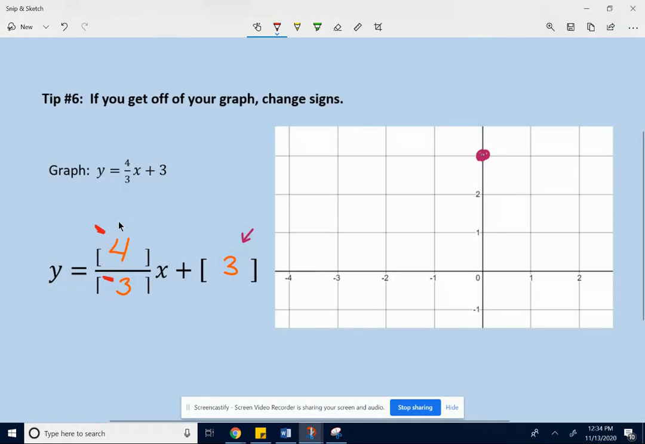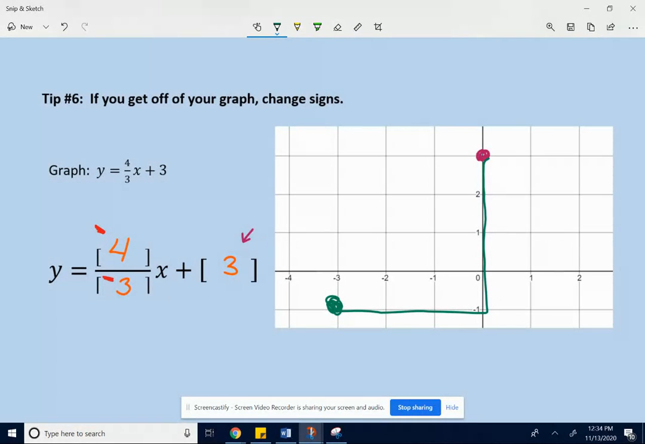So this is another trick. If you ever get off of your graph, you're trying to go through the steps I gave you, and you actually get off your graph, try to look at your signs. Changing your signs could actually do it, but you really want to think about what exactly you're doing. A negative divided by a negative is a positive, so putting those two negatives there is equivalent to the original 4/3. So instead of going up and right, I can go down and left. I can go down 4 and left 3.